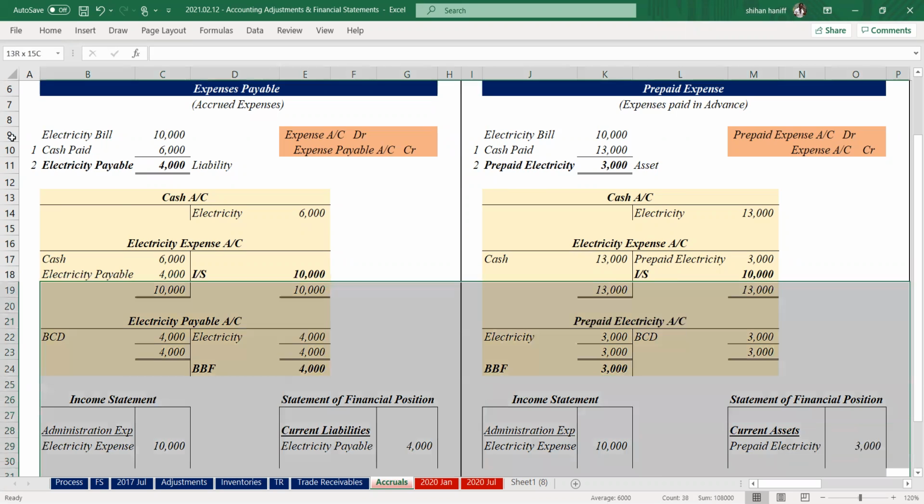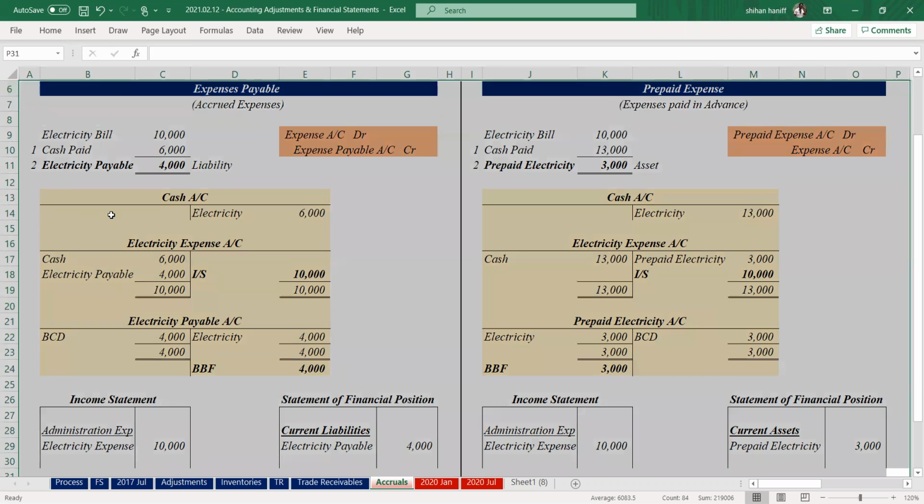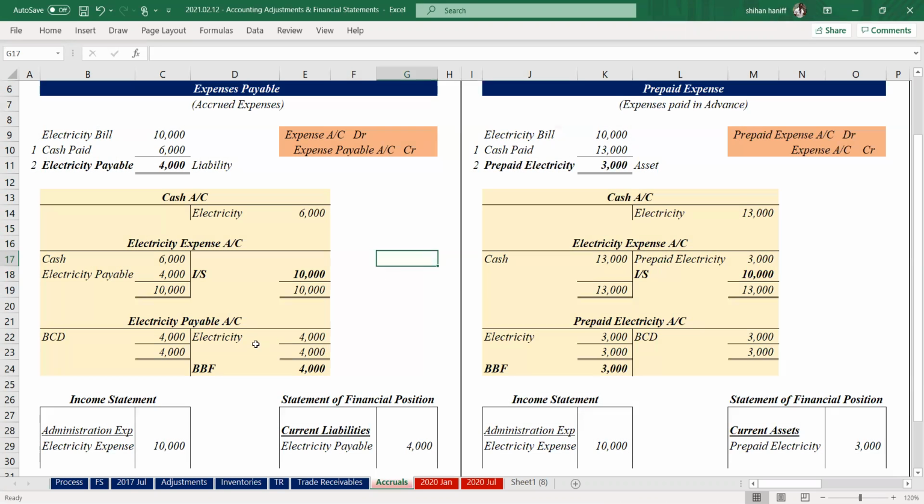So you can copy this. Let me know if you are done. Need more time also, tell me. Expenses, payable, and prepayment.